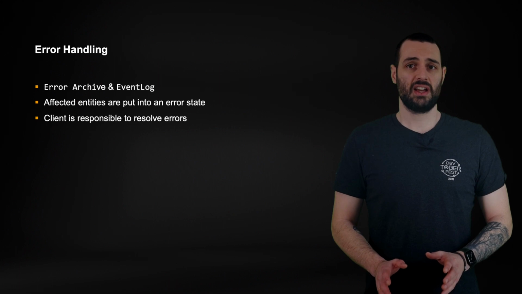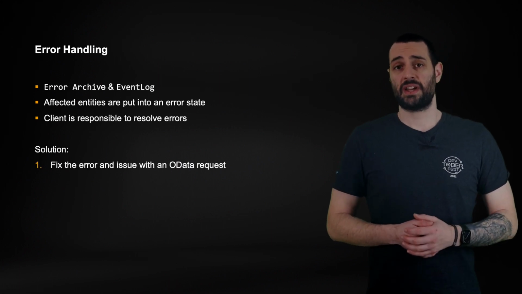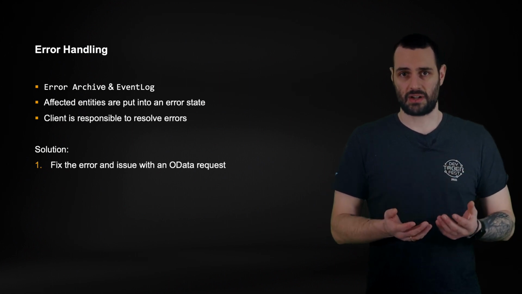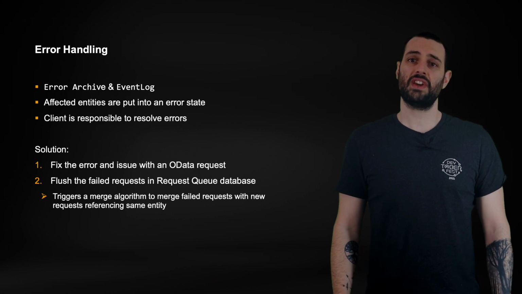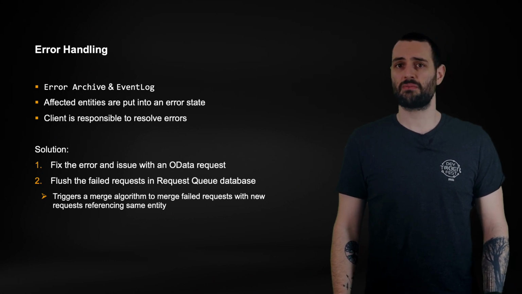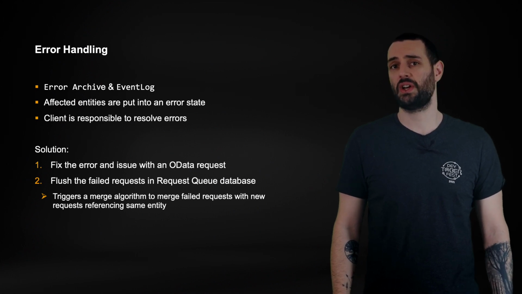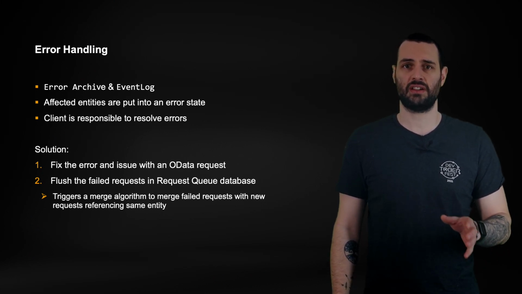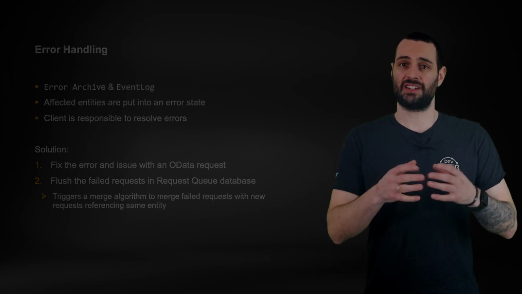That being said, the client is responsible for solving these errors to remove the error state from the affected entities. The best way to resolve occurring errors is by issuing OData requests fixing those errors. Another possible solution is to flush the failed requests within the request queue database, which will trigger a merge algorithm to merge failed requests with potential new requests. This approach should be handled carefully because it can cause data loss due to flushing the failed requests. This is your last approach of handling these errors.